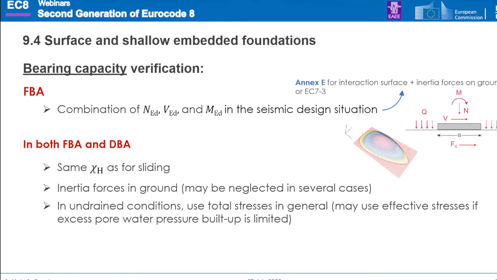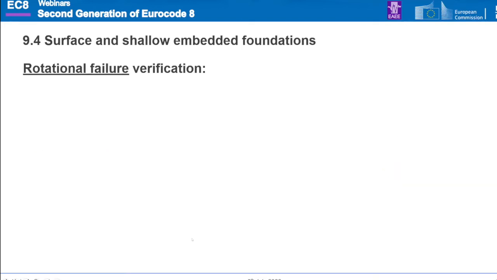So for both the force-based approach and the displacement-based approach, the key H factors are the same as for sliding. The inertia forces in the ground should be considered, but may be neglected in several cases, which are described. And in undrained conditions, we are typically using the total stresses in general, but we may also use the effective stresses if the excess pore water pressure build-up is limited.